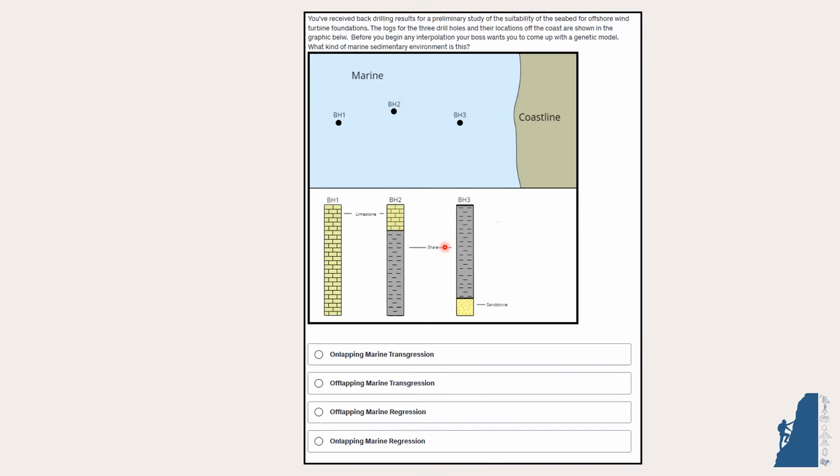Immediately we should think marine transgression. Now, if we are certain that's transgression, we can knock out option 3 and option 4 immediately, which narrows it down considerably. We're left with onlapping marine transgression and offlapping marine transgression. Now all we have to do is ask ourselves, does onlapping make more sense here, or does offlapping make more sense?